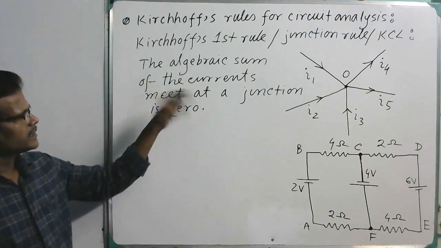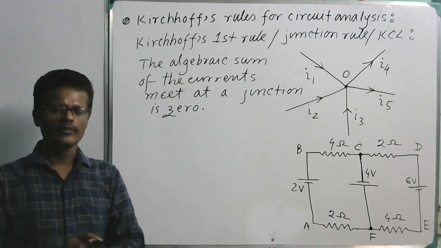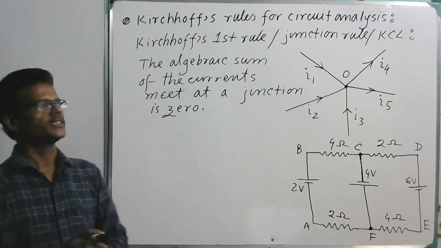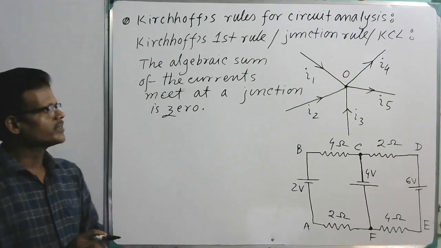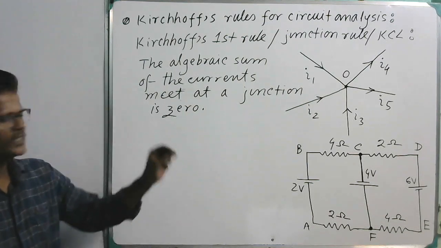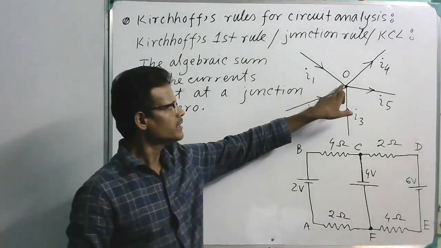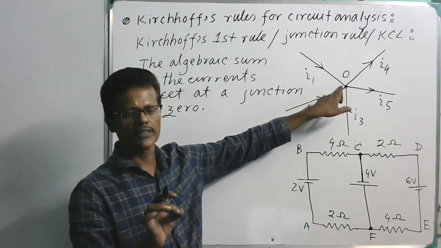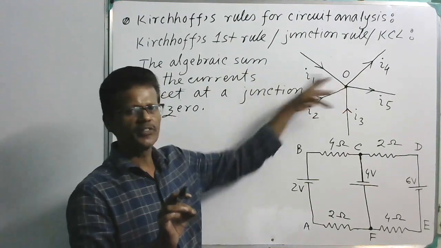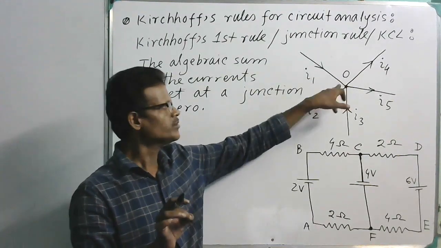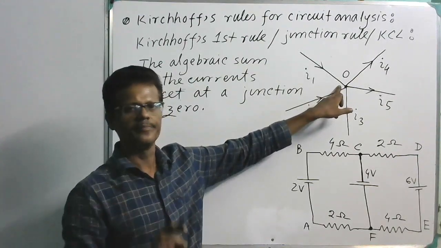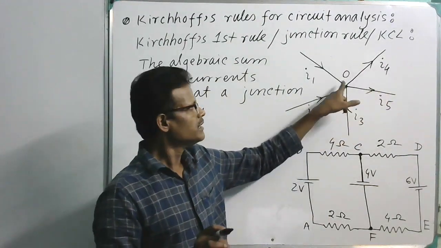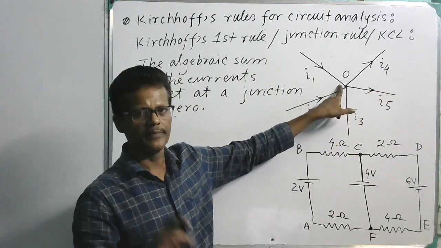See, this law, the first rule, is based on the principle of conservation of charge. How? Charge never accumulates at this point. So the amount of charge entering this point per unit time must be equal to the amount of charge leaving this point per unit time.